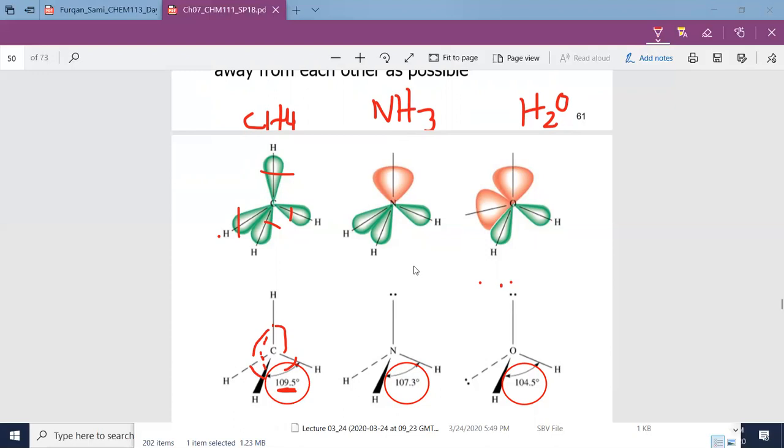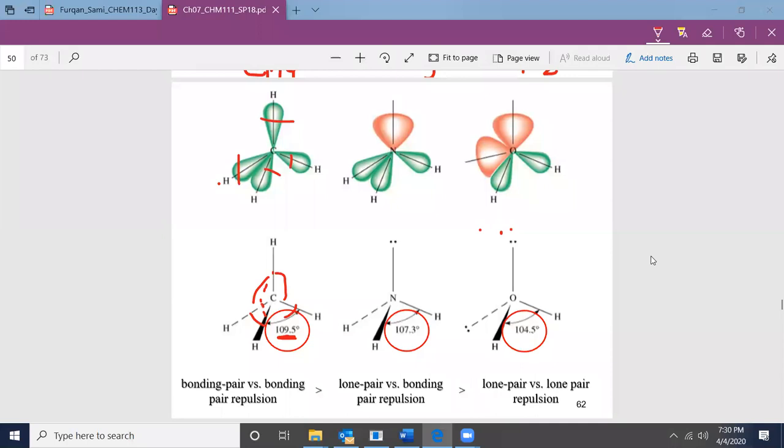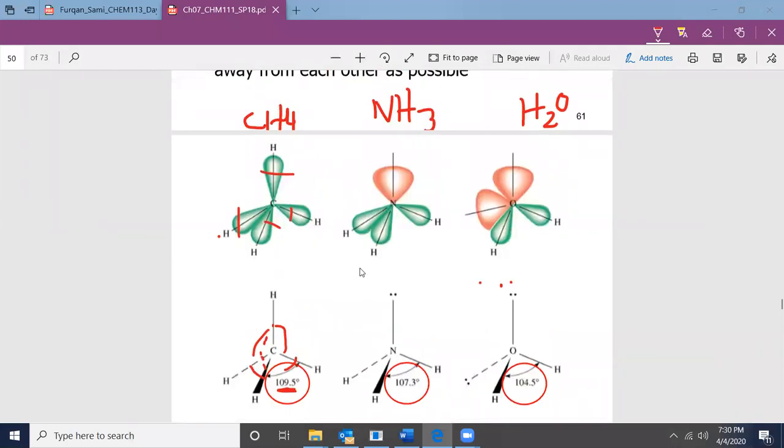Ammonia, if we draw the Lewis structure for ammonia, that's going to look something like that. If I try to draw the structure of ammonia, I'm going to draw nitrogen in the center and three hydrogens going like this, right? So that's going to be the Lewis structure for ammonia. Okay, then there is going to be a lone pair here. That is the Lewis structure.